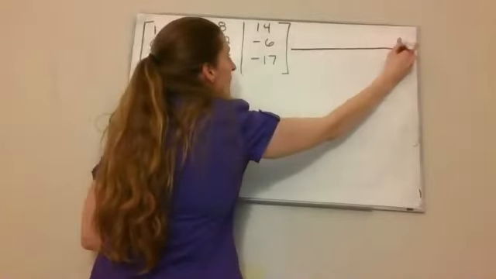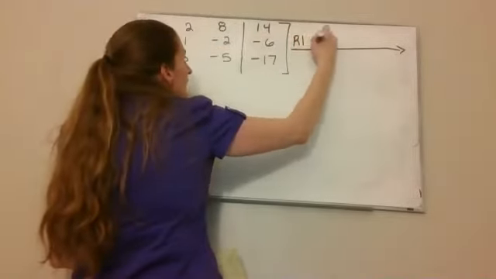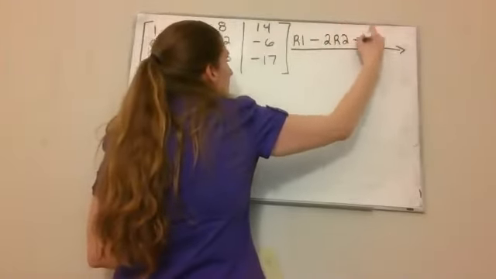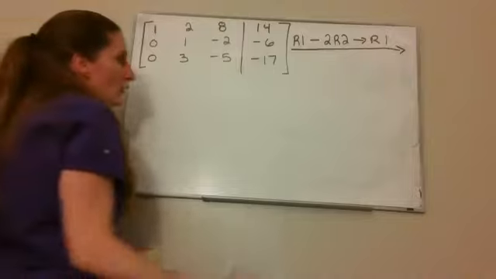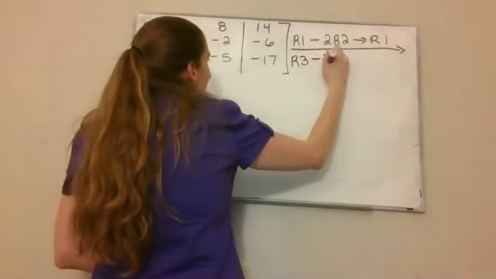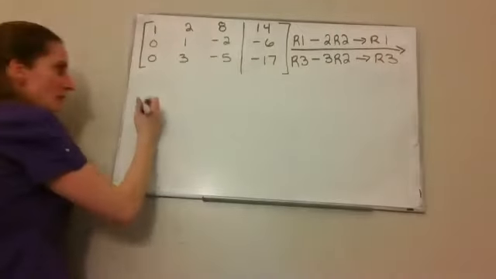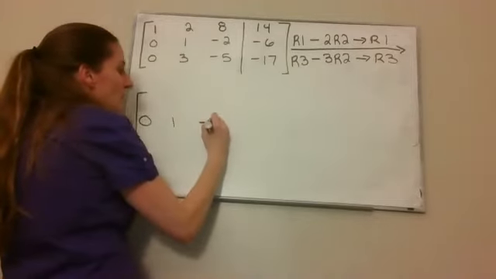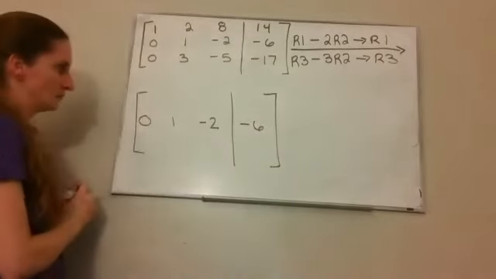We're going to do 2 operations again. To take care of this row 1, I can subtract 2 times my row 2. So row 1 minus 2 row 2, and store that in row 1. To get rid of my 3 down here, in my row 3, I can subtract 3 row 2. So when I do those 2 operations, my middle row is not going to change. But the other 2 will.